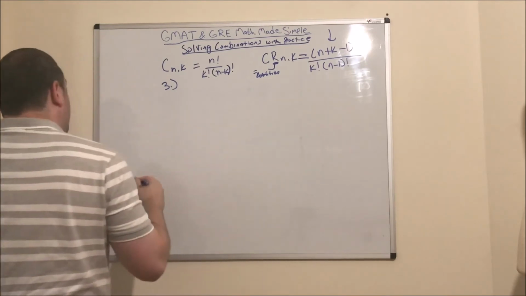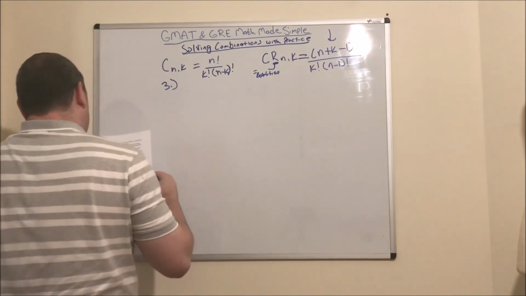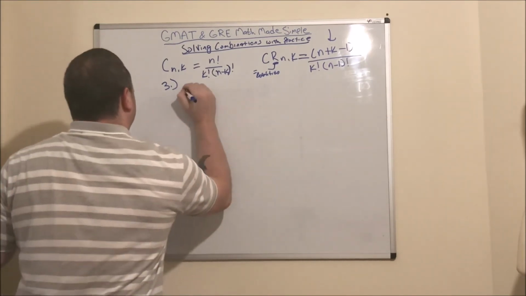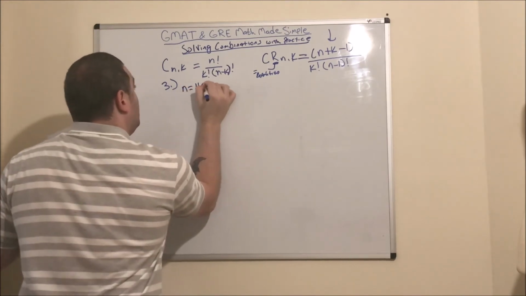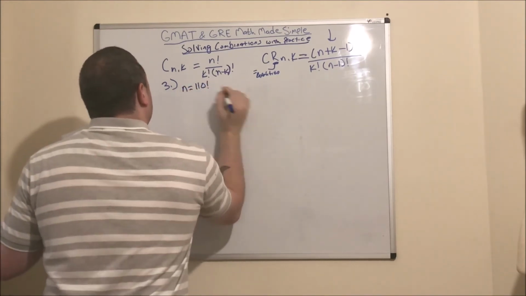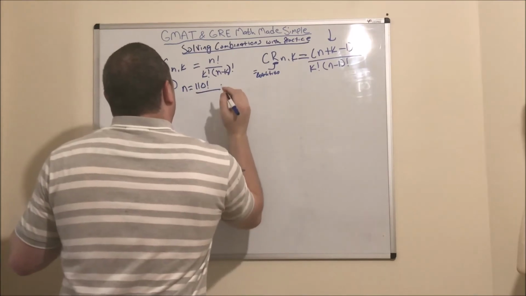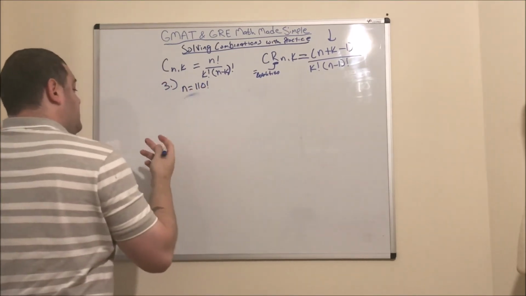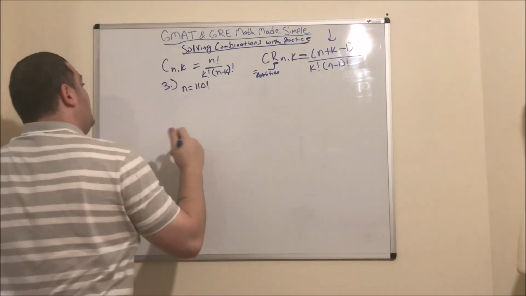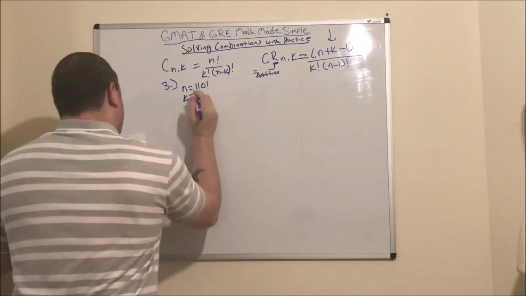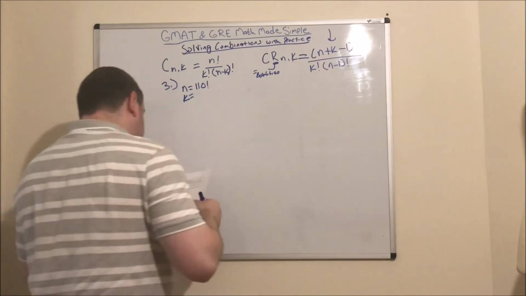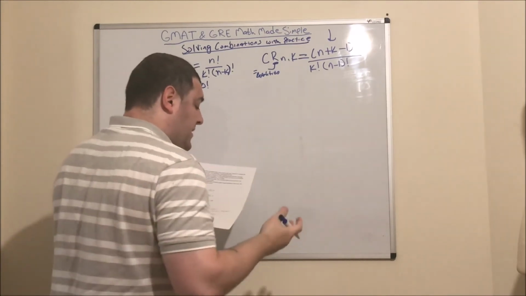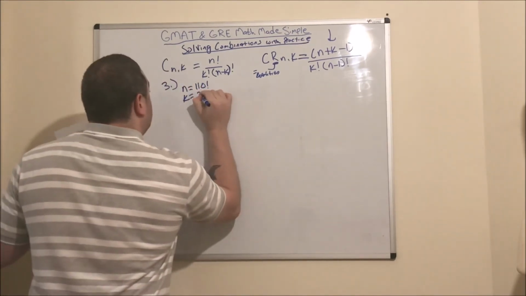To do that, we have n, which would be the total number of people that we have there, which is 110. And then we get k, and k will be 2 because the handshakes are going to be between 2 people. So it'll be 2.